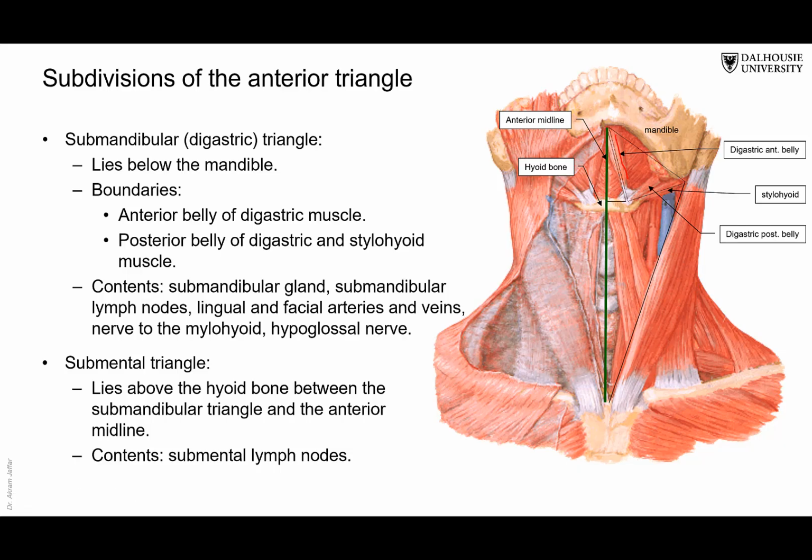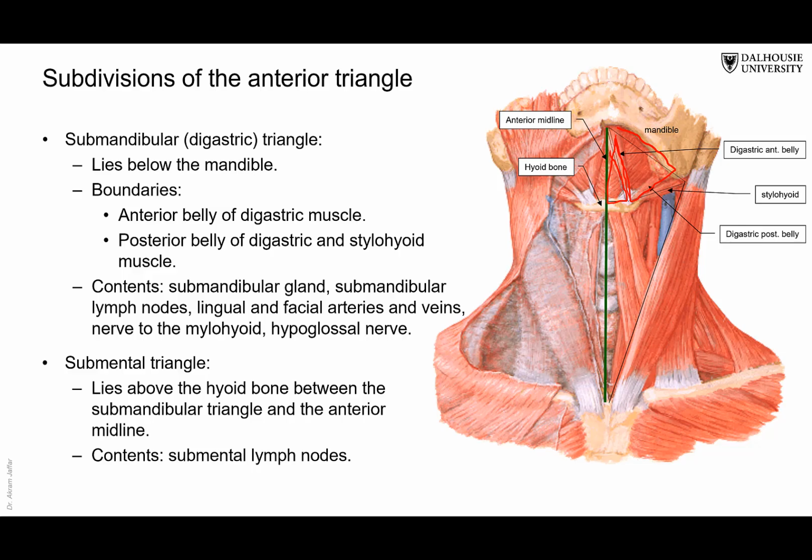So we have a triangle here, which is on the side of the mandible and below the mandible, called the submandibular triangle. It contains the submandibular gland. We are going to study the contents later on, okay? And so it contains the submandibular gland, a salivary gland. It contains submandibular lymph nodes, nerves, vessels. And in the midline, there is a small triangle here, which is called the submental triangle.